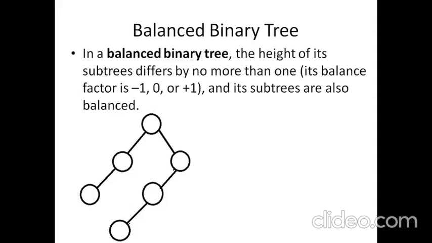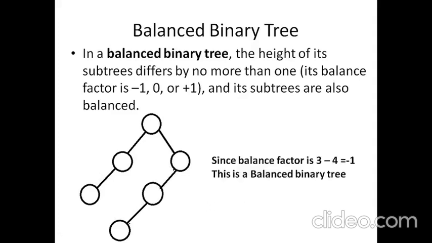In the given example, you may be asked to answer whether the given tree is a balanced tree or not. You have to calculate the height of the left subtree and the balance factor. So in this case it's 2, and 2 plus 1, 3, and here the right subtree is 1, 2, 3, 3 plus 1, 4, and the difference is minus 1. So it is a balanced tree. Since the balance factor is 3 minus 4 equal to minus 1, this is considered a balanced binary tree.